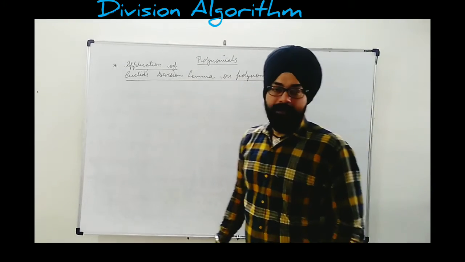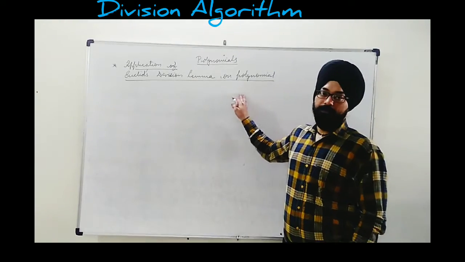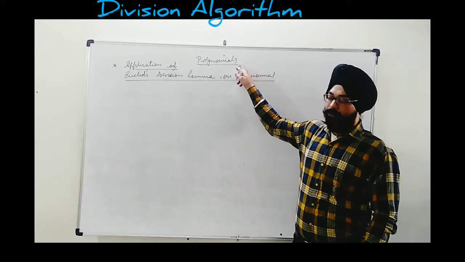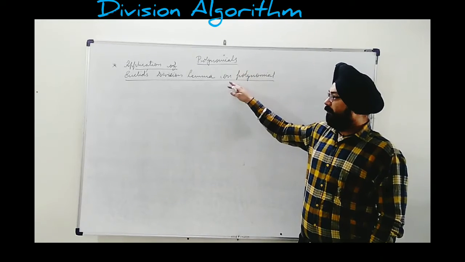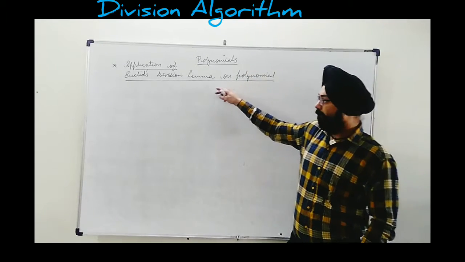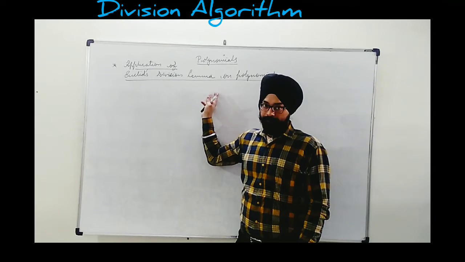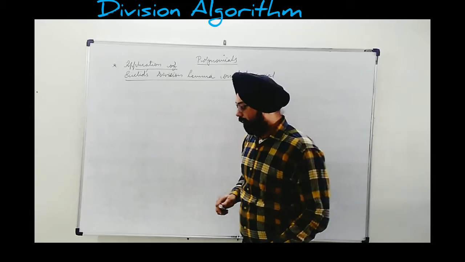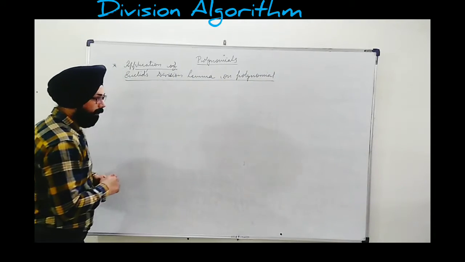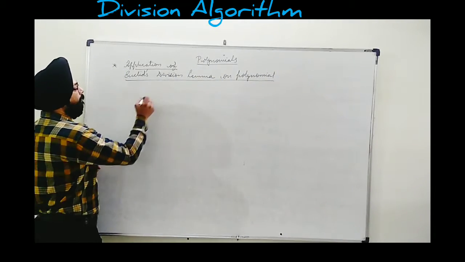Hello everyone. In this module, we are going to see the topic polynomials. This is the last topic of the chapter in NCERT given: application of Euclid's division lemma on polynomials. Euclid's division lemma in the chapter real numbers we have already seen.